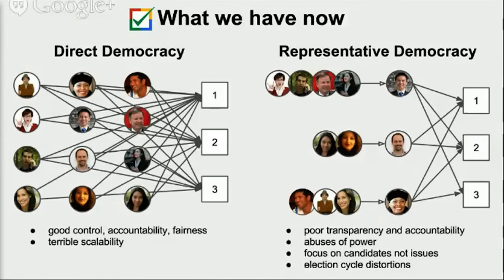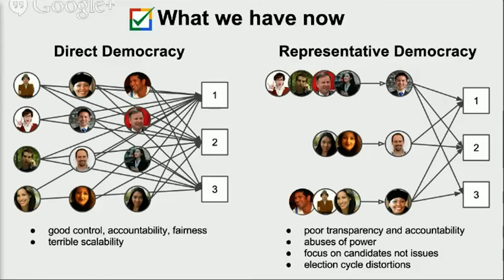Kind of the options we have right now are direct democracy and representative democracy. Now, direct democracy is kind of like perfect utopia. You know, it's great. It's everybody votes for everything. You have control. You have transparency, accountability. It's fair. Doesn't scale. Does not scale at all. There's no way that everybody has the time and expertise to really vote on everything that affects them at every level. So we typically scale by using a representative democracy system.